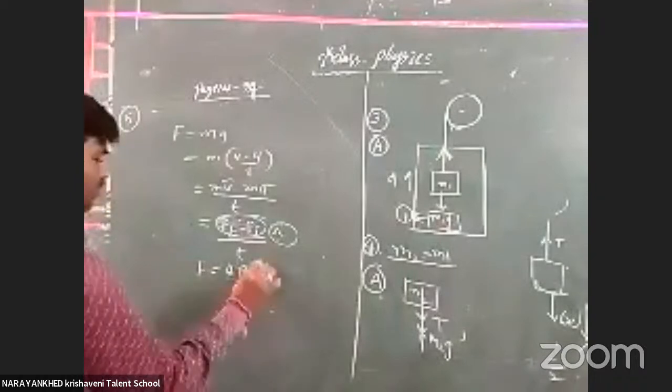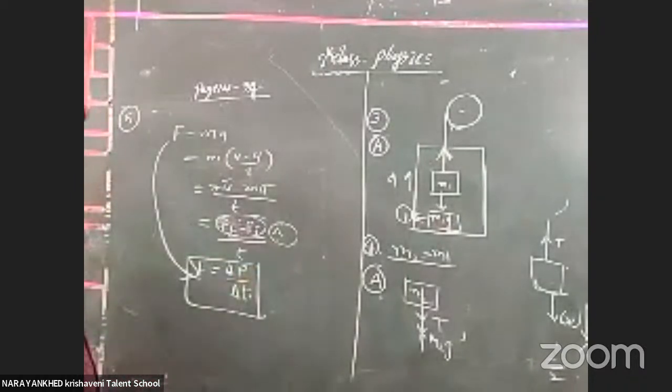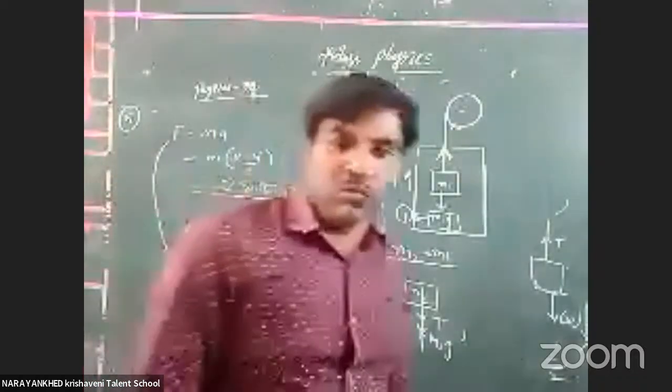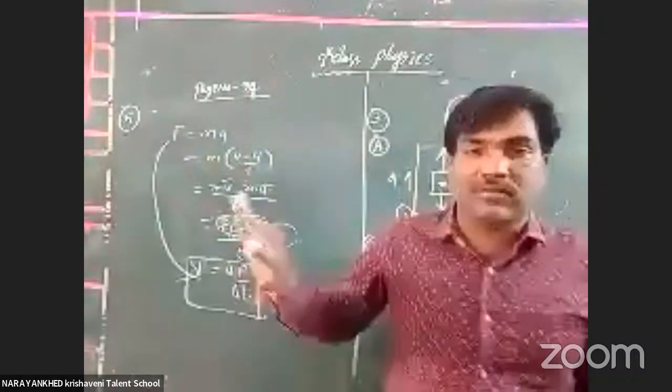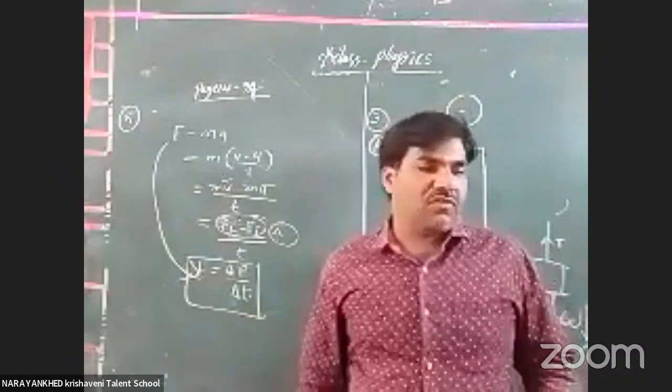Clear or not, all the students? Where does it come from? It comes from the second law, or not? Newton's second law is what? F is equal to ma. From that, what will we get? The rate of change of momentum is equal to the force applied on the body. This does not measure the mass, it measures the force. Okay, clear or not? And next, second option.